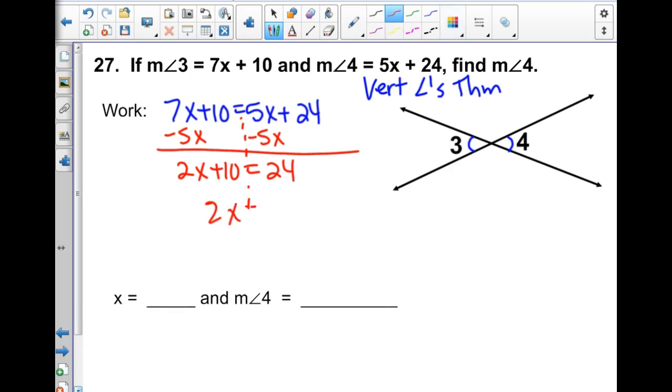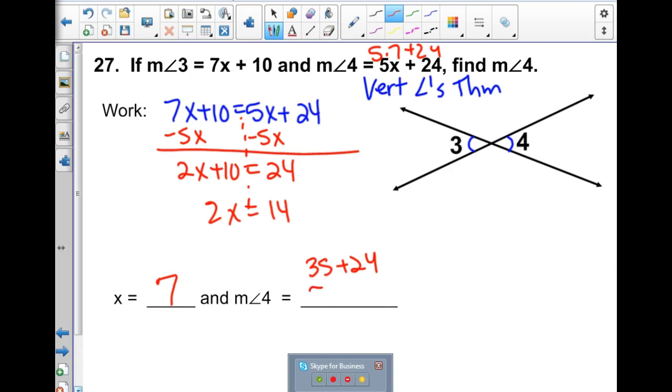You guys subtracted 10, I hope, and divided by 2 and got 7 for x. Okay, and then you're supposed to find angle 4, so you would have done 5 times 7 plus 24, which is 35 plus 24, and you got 59 degrees. Any questions on that problem?